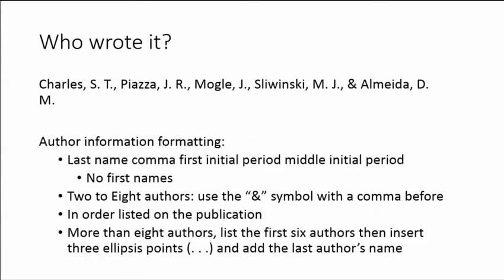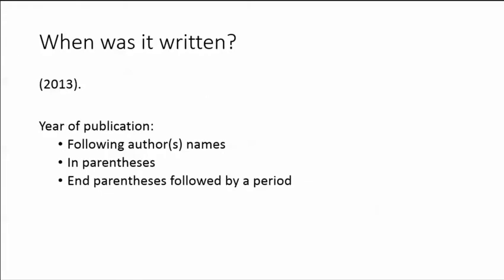Third, if there are more than eight authors, we list the first six using the same punctuation as above, but insert three ellipses, otherwise known as dot dot dot, and add the last author's name. Some authors won't be listed, and there's not an ampersand or an "and." Remember that we're focusing on formatting for journal articles. In that case, we just use the year in parentheses, following the author names.